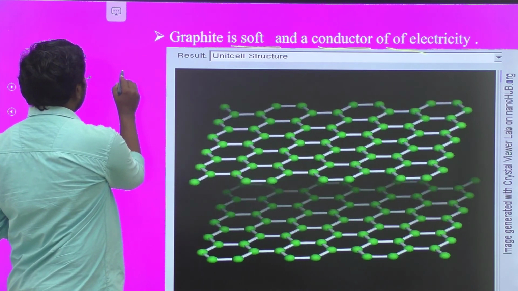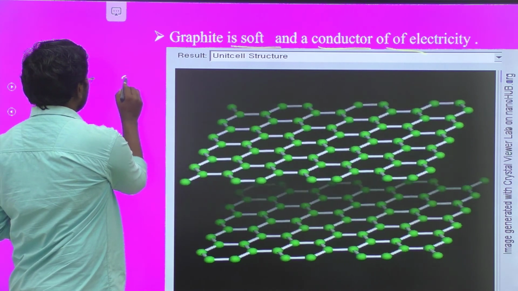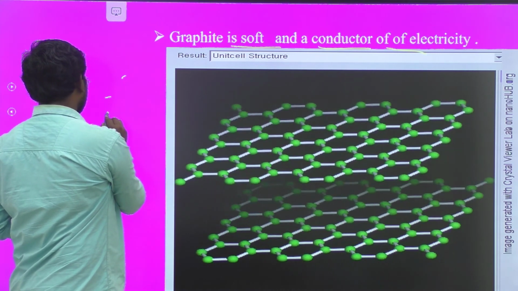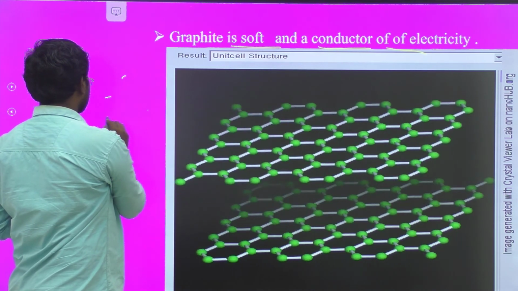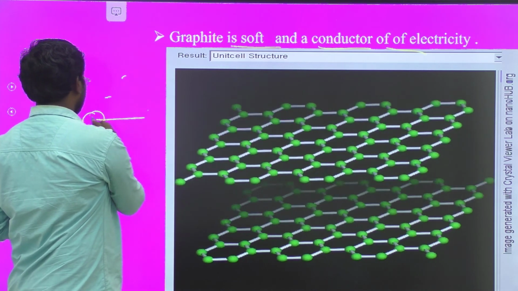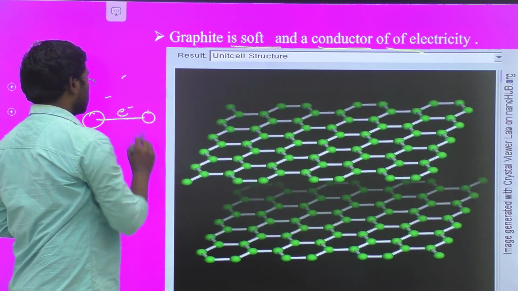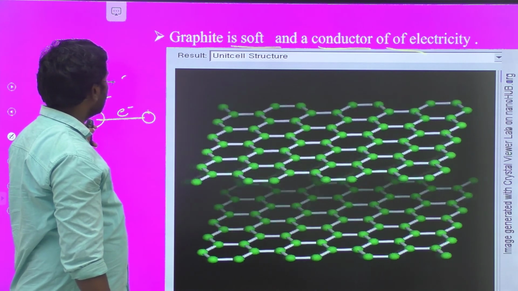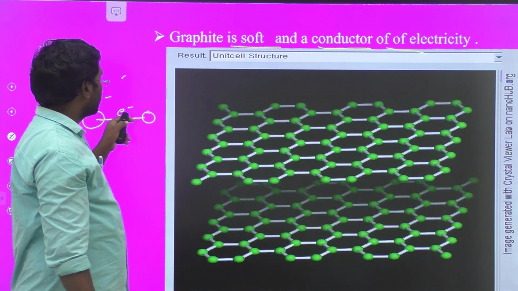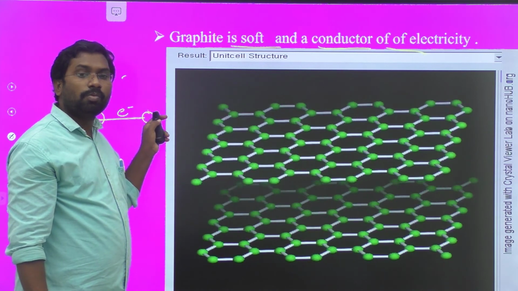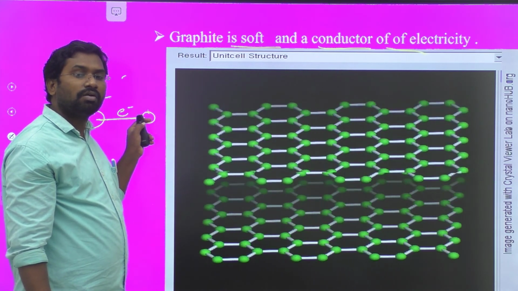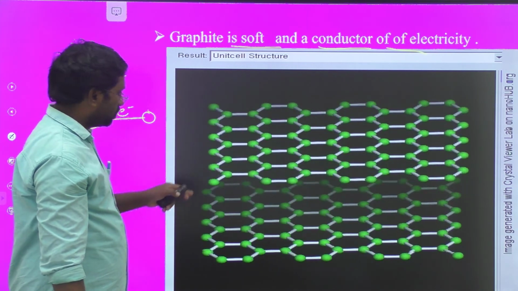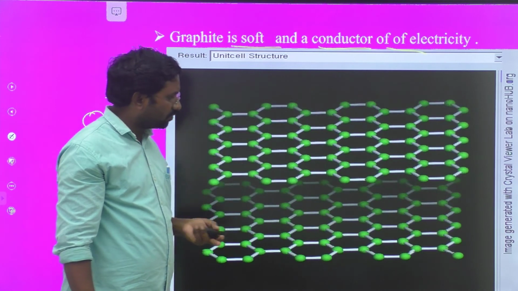So each carbon atom is bonded with three neighboring atoms. And next, the fourth valency electron of each atom is present between the two carbon atoms in this manner. This electron is a mobile electron. Due to the free movement of the mobile or free electron, it can enter the rings and move through the crystal of graphite.